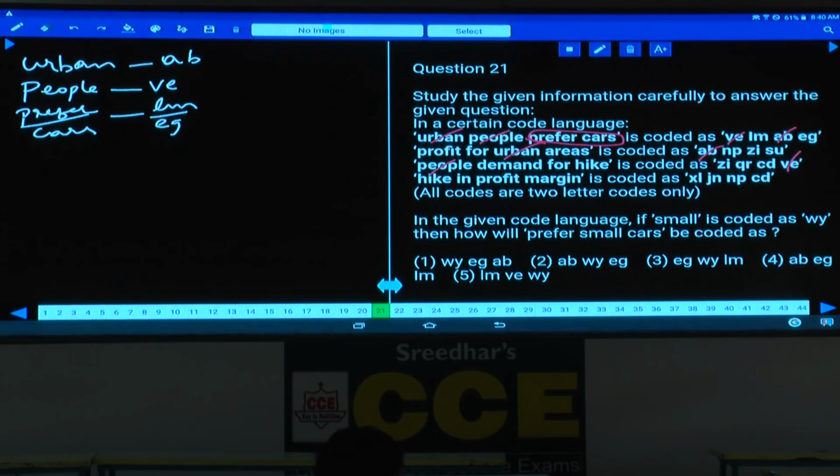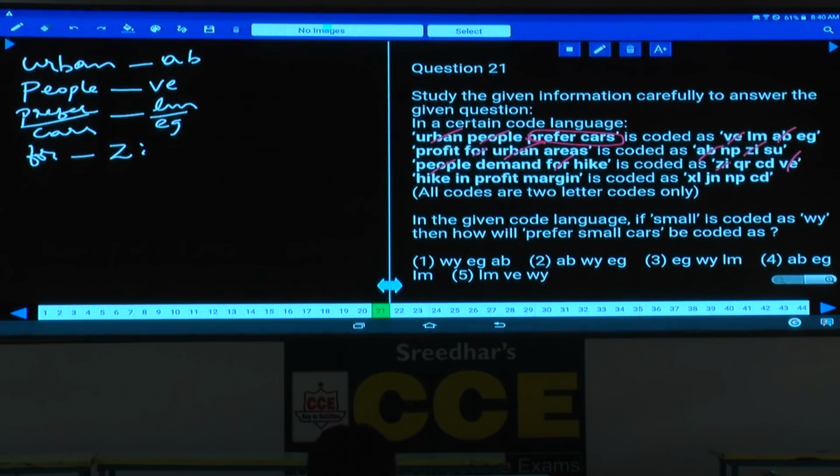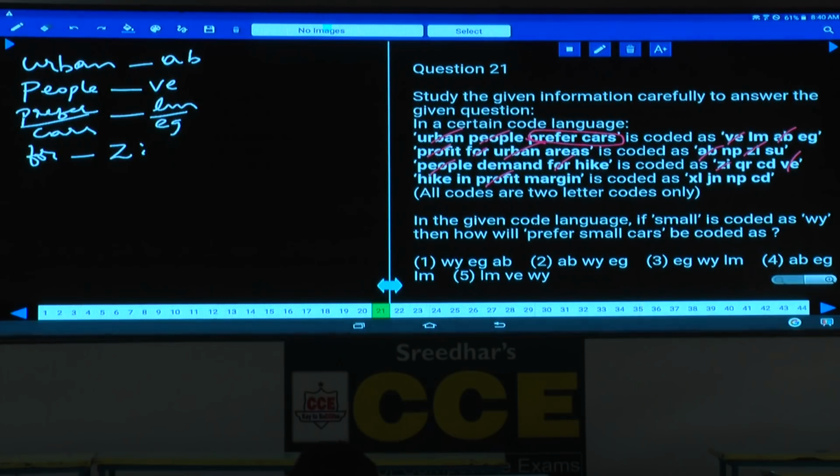Then compare the second and the third, profit for areas, and for is the word which is common between these two. As for is the common word, ZI is the code which is common, and the code to the word for is ZI. Next, compare the second and the fourth. Profit is the word common here, and the code common is NP. The code to the word profit is NP.